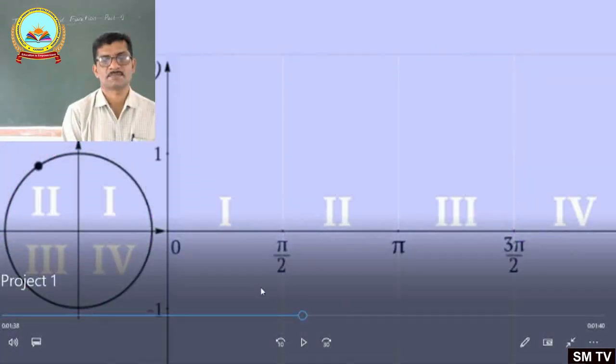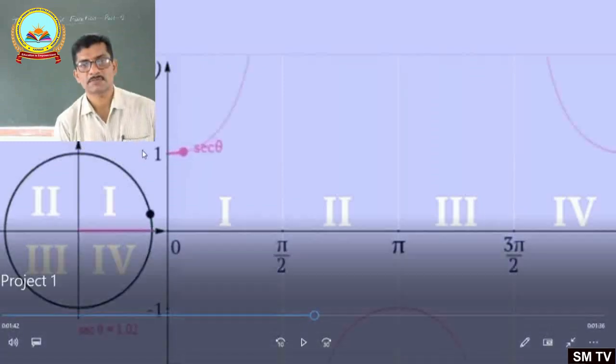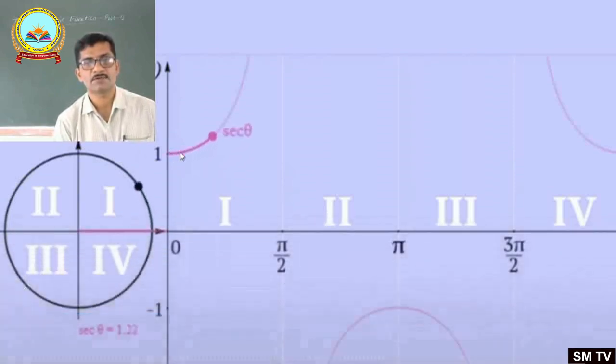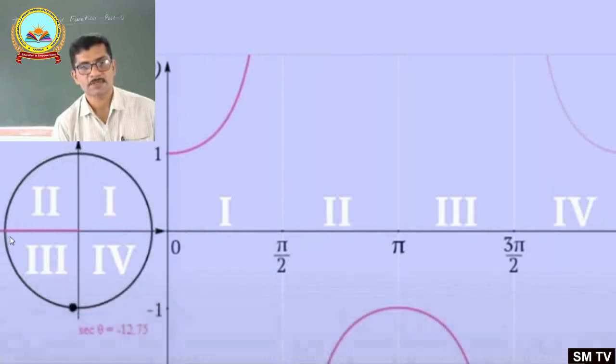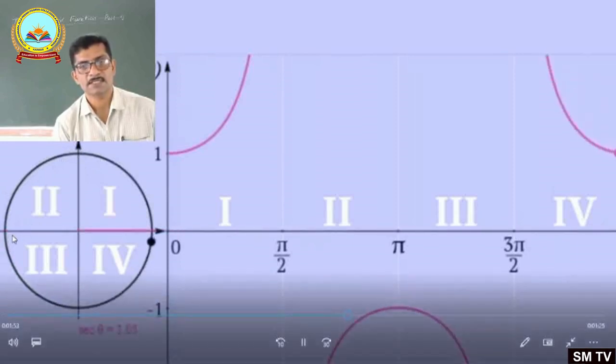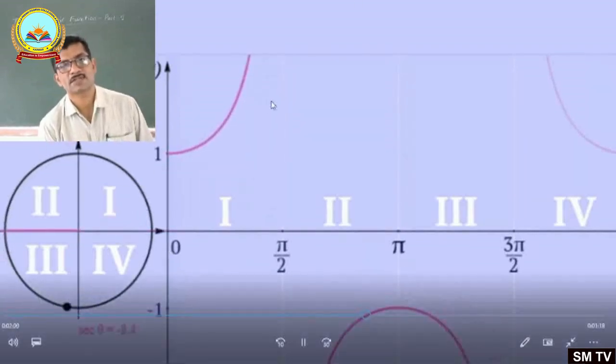Secant function. You know that in the first quadrant, it starts from 0, its value is 1, and goes up to infinity. Then minus infinity toward 0, next minus 1, and minus 1 to minus infinity, again it is infinity to 0. The graph of the function in the first quadrant, the secant function is increasing.